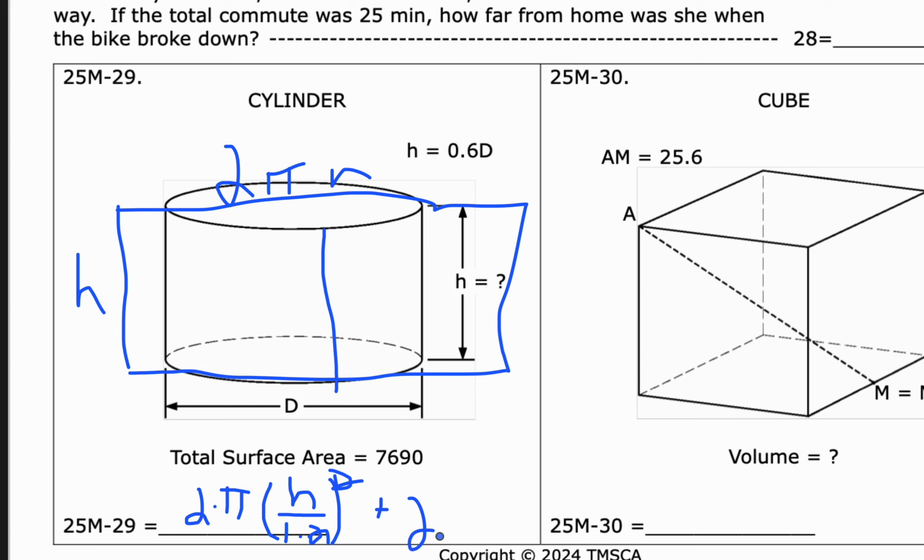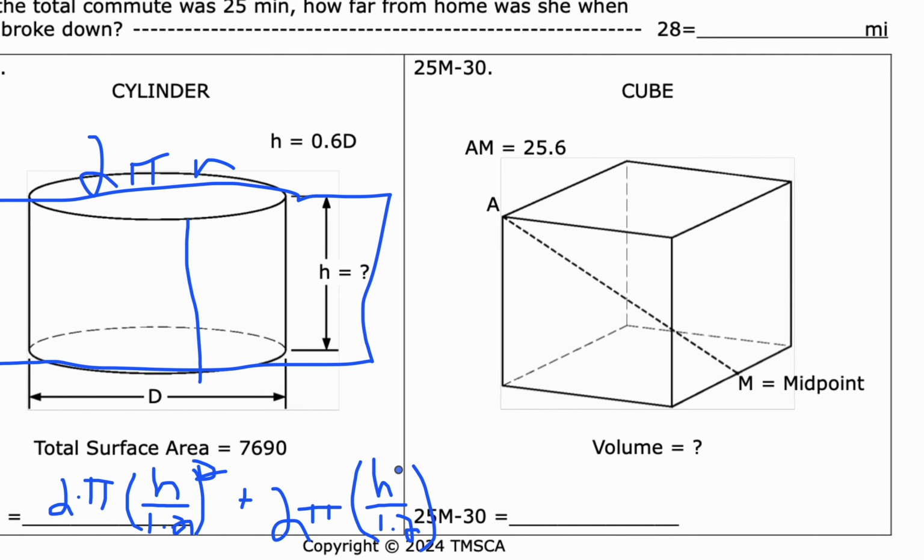Plus 2 pi r, 2 pi r, and r again is going to be h over 0.6 for the diameter, then cut that in half to get it into radius, so 1.2. All of that is going to equal 7690. Throw that into your solver, and then get your answer.